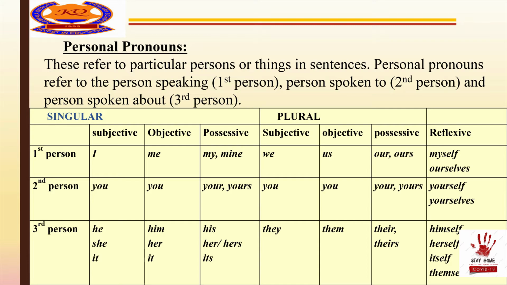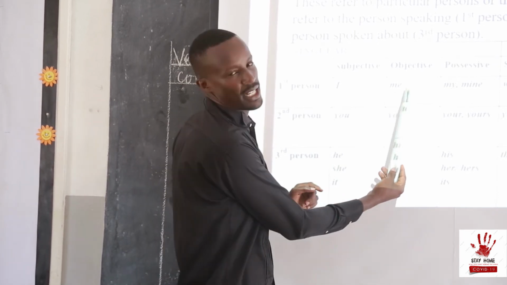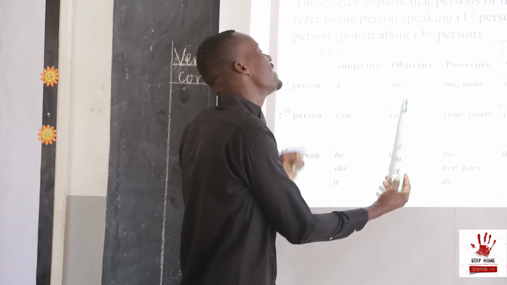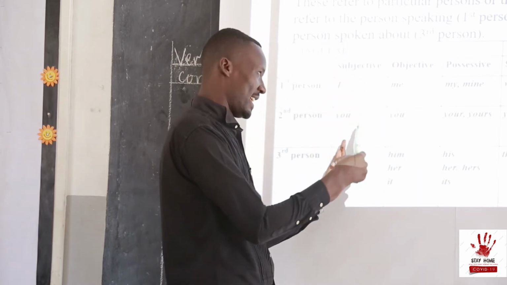So I is the subject. I say, I am teaching. I am the one doing the action. So that is the subjective form of the first person pronoun. But if we say, you are teaching me, you see, you are doing the action. I am receiving it. Then I become the object. So me is the objective form of the first person pronoun I.